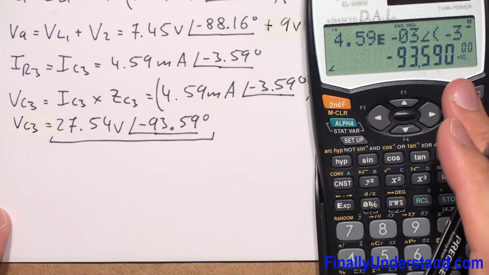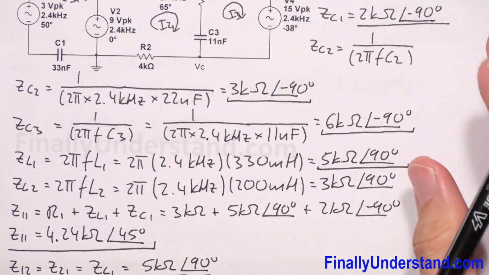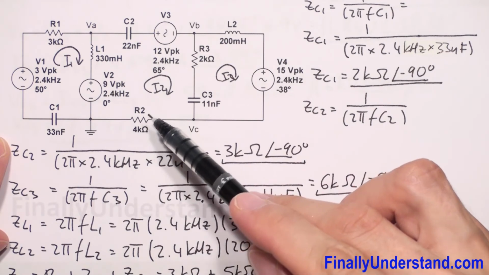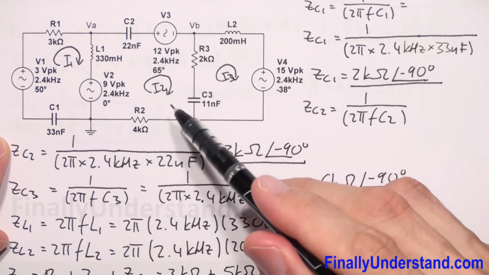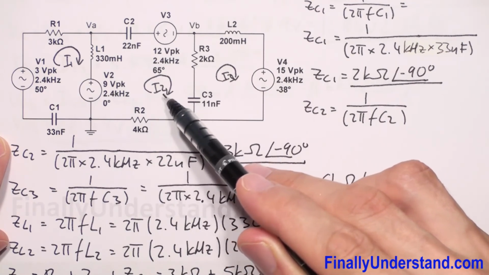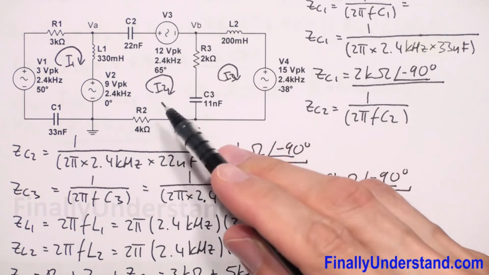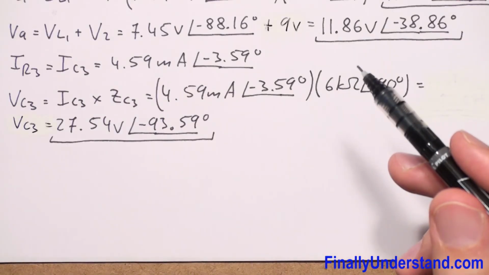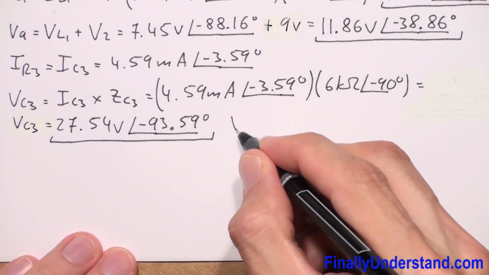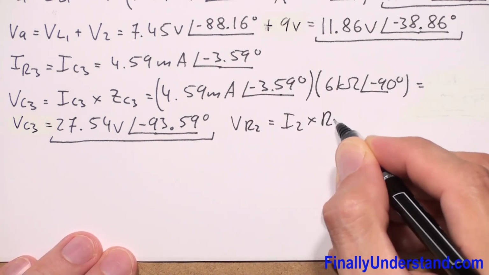Next, I'm supposed to find the voltage across resistor R2. Why? Because resistor R2 is on my way to the reference point. Please notice that the current which goes through this resistor is equal to I2. We already have I2 and resistor R2, so we can find the voltage across this resistor by simply multiplying I2 by R2. VR2 is equal to I2 times R2.